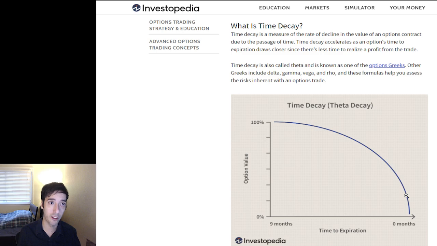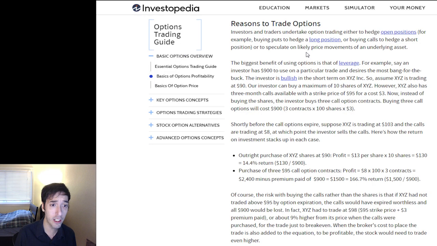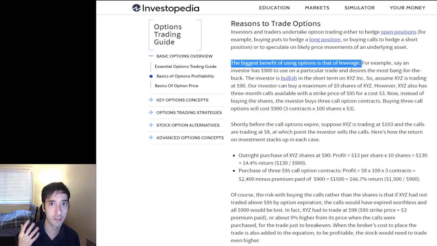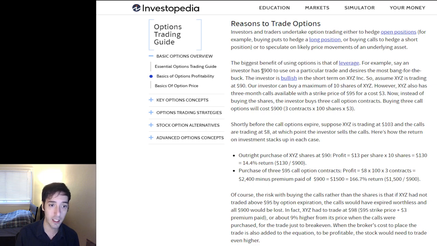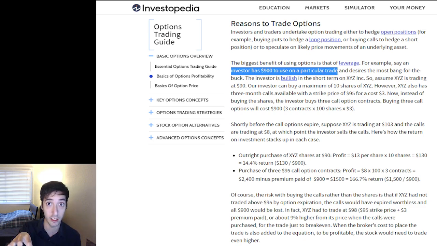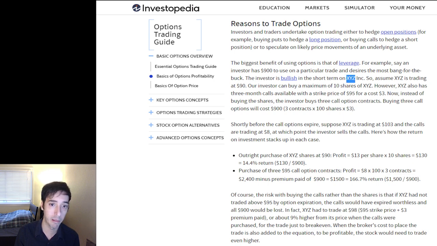So now you're probably wondering, Jules, why in the world, if there's a time decay, why wouldn't I always just get the stock then? It's just safer, it makes sense, right? I'll explain. Over here we have an example of leverage. One of the biggest benefits of using an option is leverage. What I mean by that is, let's say an investor has $900 to use on a particular trade. So you have $900, right? And you think that the company XYZ is going to go up in value.